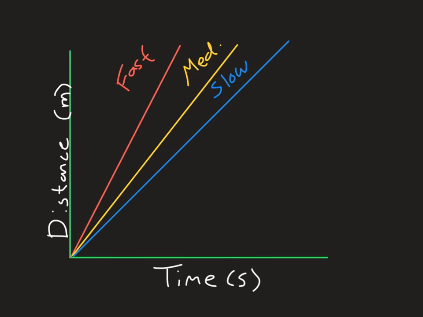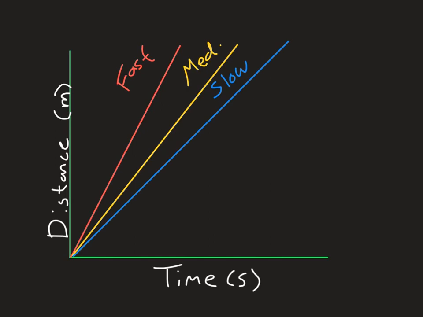So when it asks what property of the shape of the line tells us that the object is traveling faster, the steeper the line is, the faster it's moving. And what property of the shape of the line tells us the object is moving slower? How gradual it is. The fact that this blue line is not nearly as steep as the red line. So the more shallow something is, the more gradual it is, the slower it's going. The steeper it is, the faster it's going.